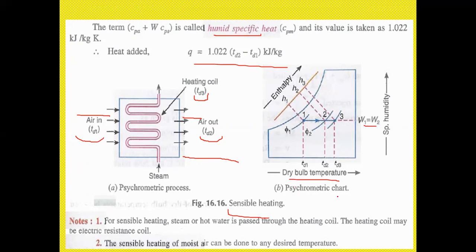From this psychrometric chart, for sensible heating, steam or hot water is passed through the heating coil. This heating coil may be an electric resistance coil, and the sensible heating of the moist air can be done to any desired temperature.